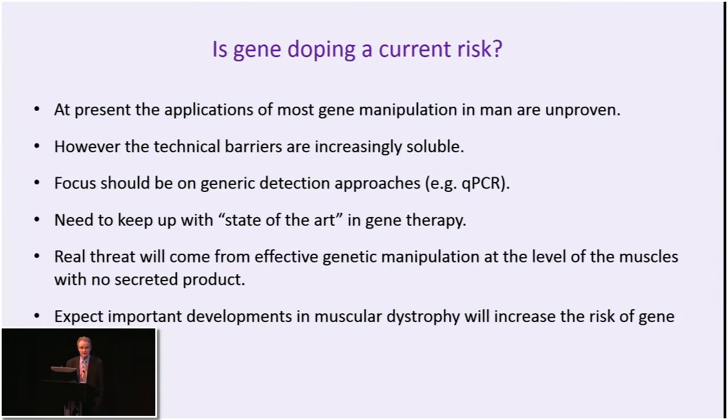But it's really important that regulators are on top of the state of the art. And I think, as I mentioned before, genetic manipulation within muscle cells, where it doesn't get out of the muscle, is going to be critical. And I expect that over the next few years, I very, very much hope we'll see major progress in muscular dystrophy, and that will certainly increase the risk of gene doping.